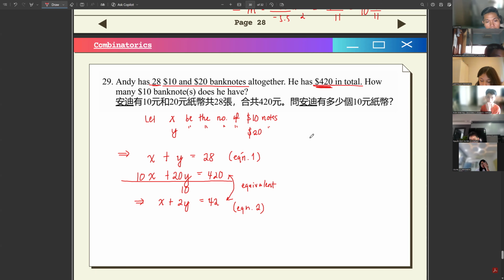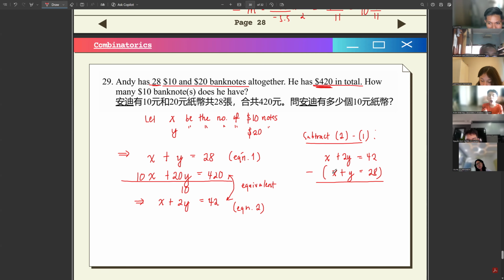So let's subtract equation 2 minus equation 1. Why is that? So that we eliminate X. No? We can eliminate X. So we have X plus 2Y is equal to 42 minus the first equation, X plus Y equals 28. So for the left side, X minus X cancel. 2Y minus Y, that's just 1Y or Y. 42 minus 28 is 14. So now we actually already get the value of Y.